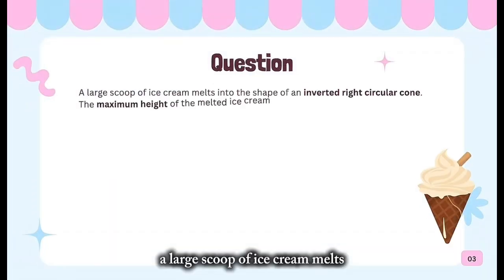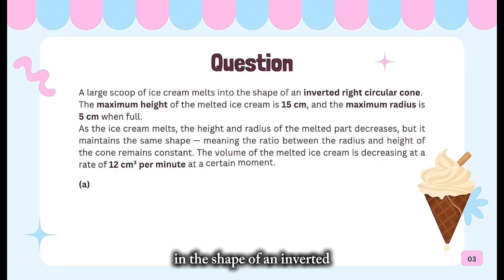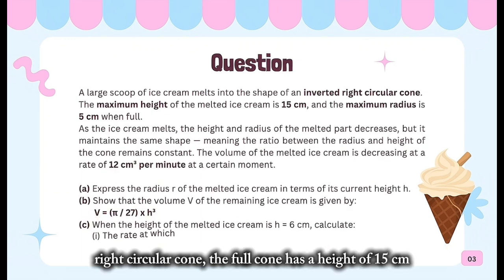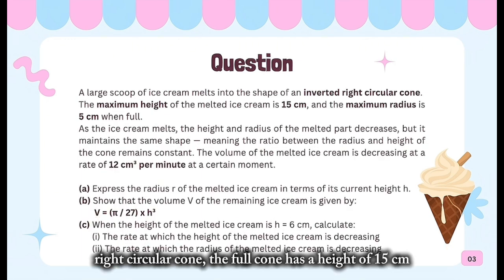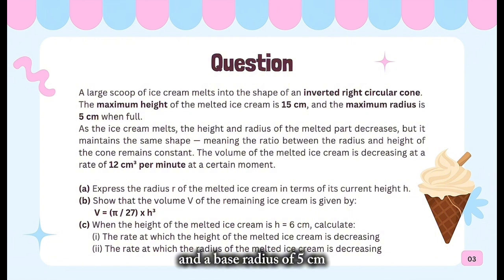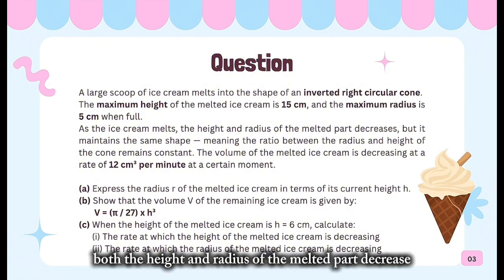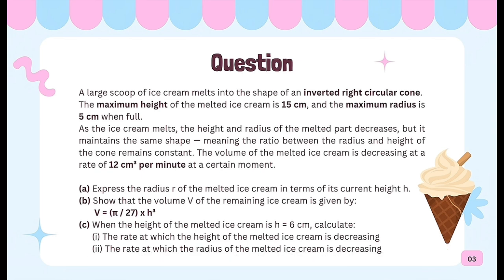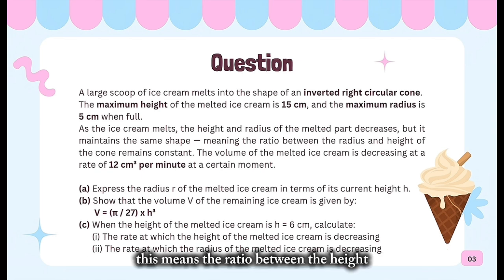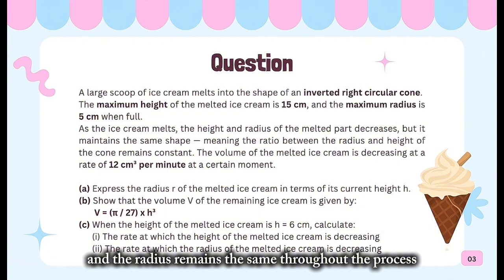A large scoop of ice cream melts in the shape of an inverted right circular cone. The full cone has a height of 15 centimeters and a base radius of 5 centimeters. As the ice cream melts, both the height and radius of the melted part decrease, but the cone retains its shape. This means the ratio between the height and the radius remains the same throughout the process.